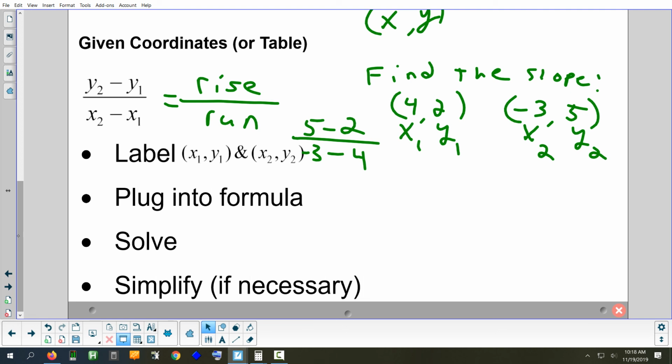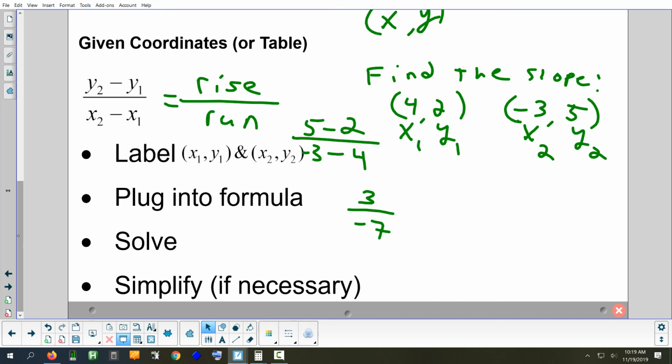Okay? If we did this top one, what's 5 minus 2? 3. What's -3 minus 4? That's -3 plus 4 would be 1. What's -3 minus 4? -7. Can that be reduced? No. So that would be the steepness of these points.